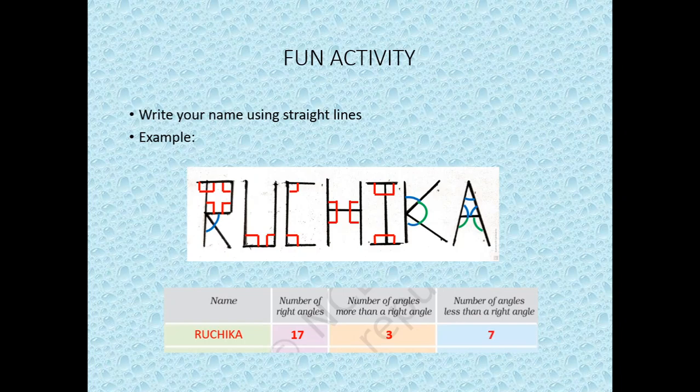Children, now you can do the fun activity yourself. Write your name using straight lines and find out how many angles are there in your name and try to find out angles in your surrounding, name of the articles where you have seen angles. That's your home assignment. Do it and we'll meet later.